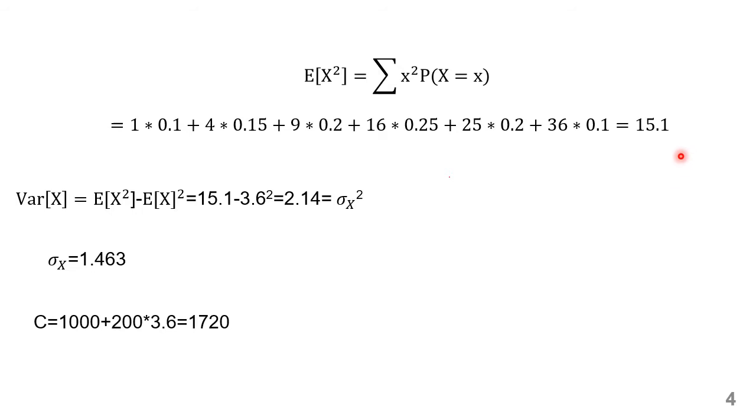Once we know the expectation of x and expectation of x square, we can find the variance of x, that is Ex square minus Ex the whole square. Ex square is 15.1, Ex whole square is 3.6 whole square. That gives you 2.14, that is the standard deviation whole square. Standard deviation is root of 2.14, that is 1.463. Now we can find the cost of radio, that is given by the formula 1000 plus 200 into the mean value. The mean value computed is 3.6. So you get 1720 rupees.